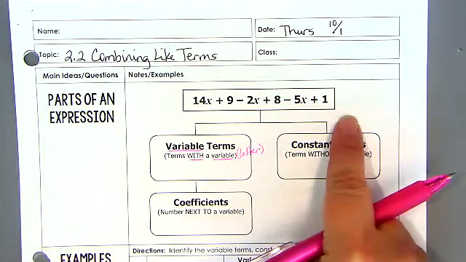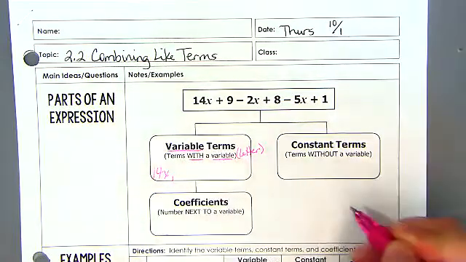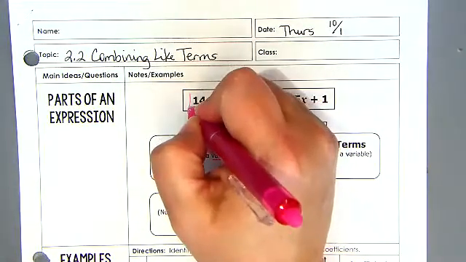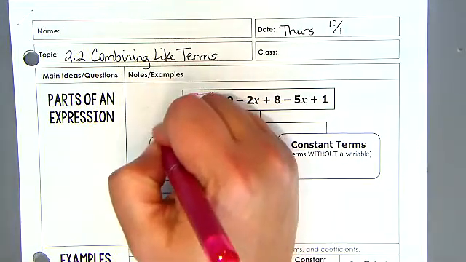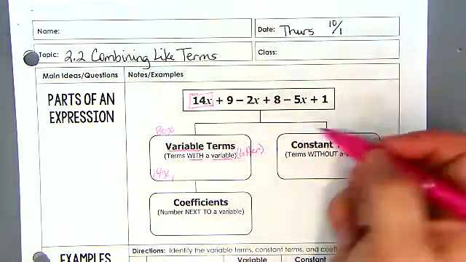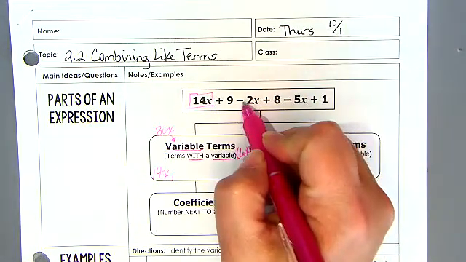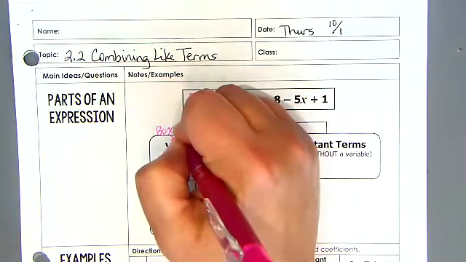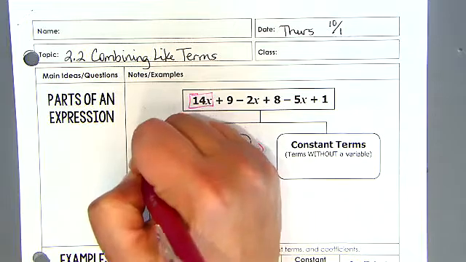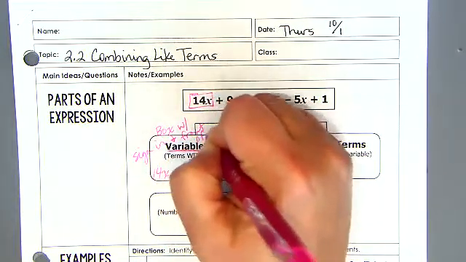So the examples from up here are going to be 14x. Now, what I like to do with these is I box and circle, draw shapes around my like terms. So I will box the variable terms. Now you box the sign that is in front of it. So box with the sign in front of it.